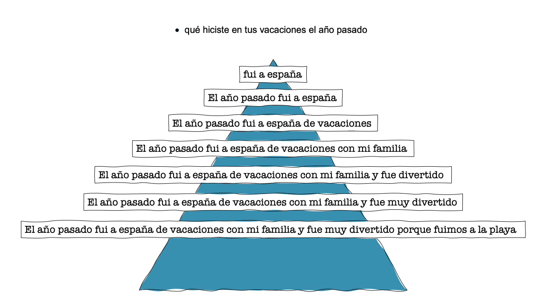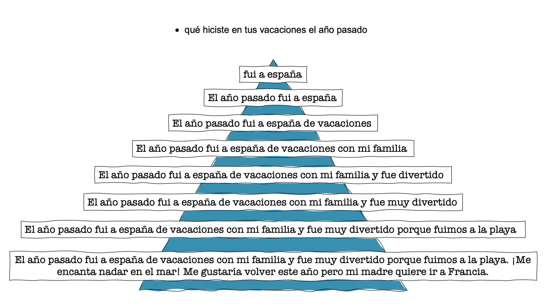So finally, we could say, el año pasado fui a España de vacaciones con mi familia y fue muy divertido porque fuimos a la playa. Me encanta nadar en el mar. I love swimming in the sea. That's another opinion. Me gustaría volver este año, I would like to go back this year, that's a conditional tense. Pero mi madre quiere ir a Francia. And there we're talking about what our mother wants to do. So we're showing knowledge of how to use the third person in Spanish as well.